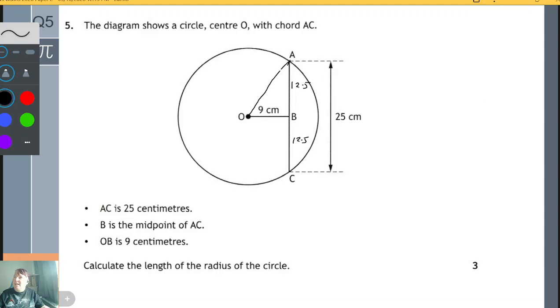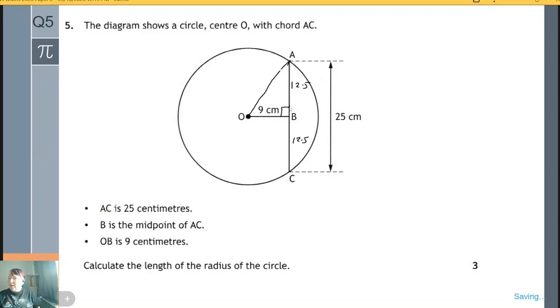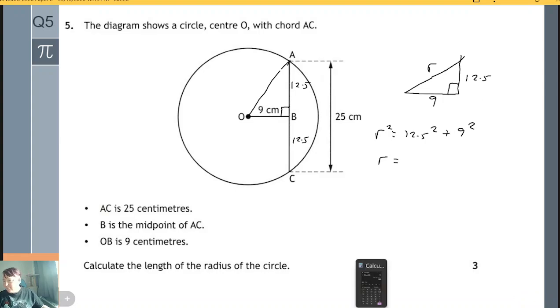There we've got our right angled triangle. If I pull it out just to show, you can see that we've got 9 on the bottom of it. We've got 9 and 12.5, and we can use Pythagoras to find our radius. So r squared equals 12.5 squared plus 9 squared. So r equals whatever the calculator tells us it equals.